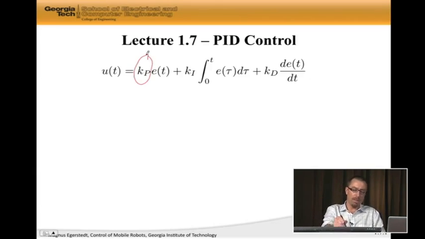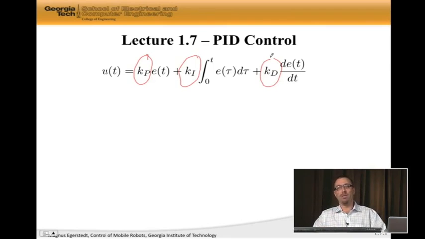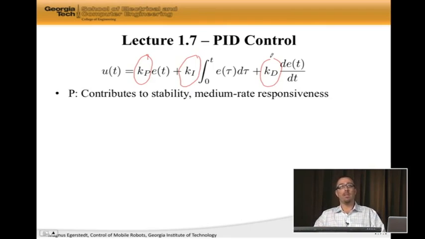One is KP, which is the proportional gain. The other is KI, which is the integral gain. And then KD, which is the derivative gain. And I want to talk a little bit about what are the effects of these gains.